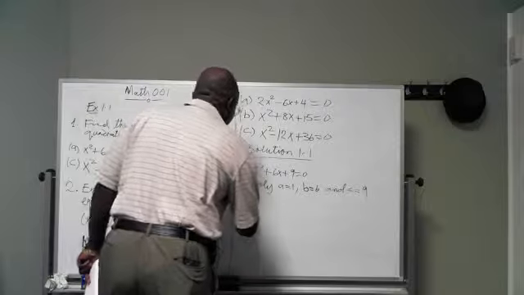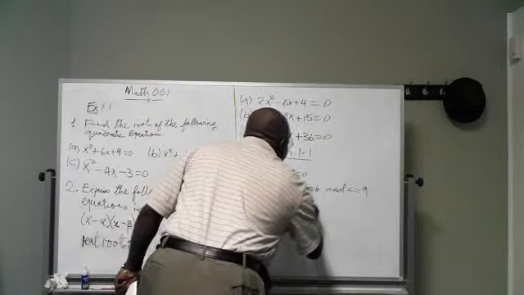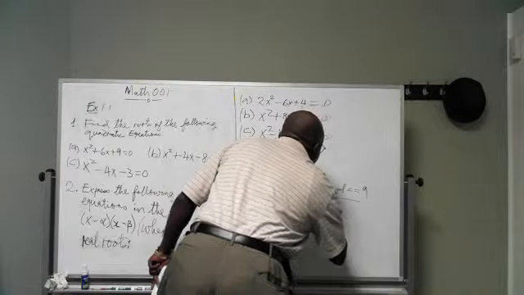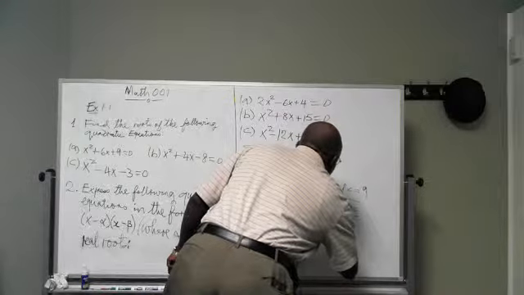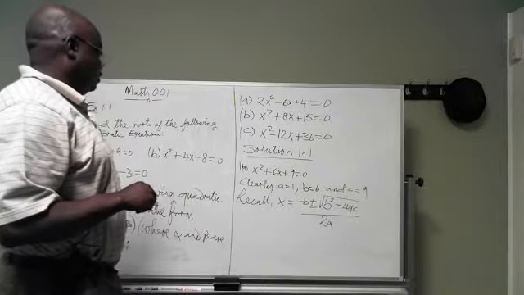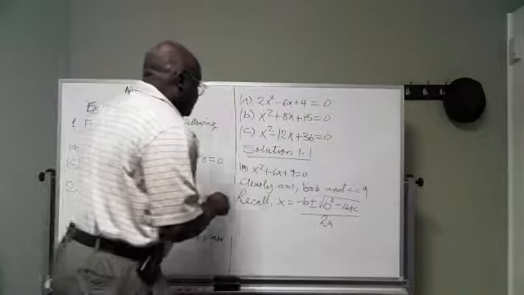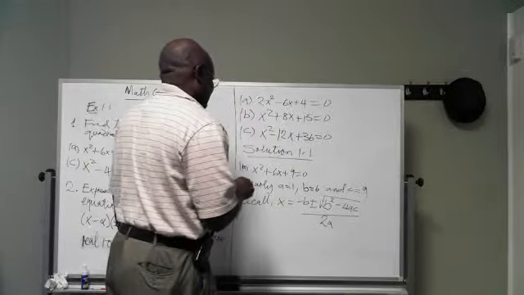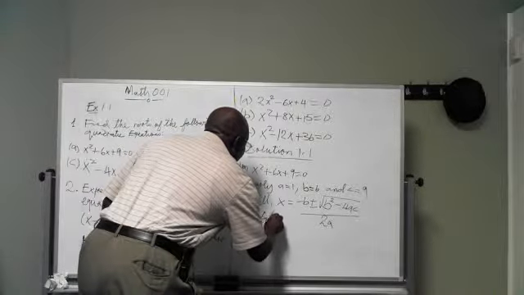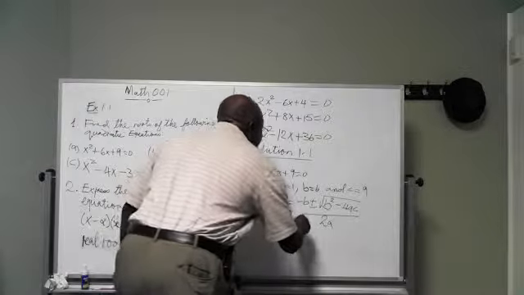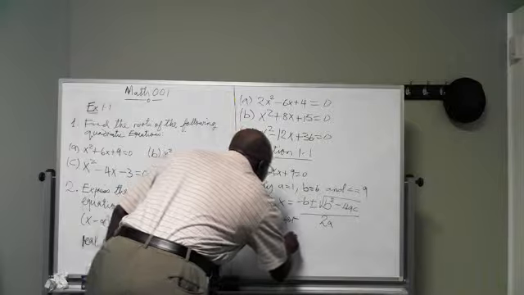Now we recall the quadratic formula. x equals minus b plus or minus the square root of b squared minus 4ac all over 2a. We now substitute for a, b, and c in the formula.